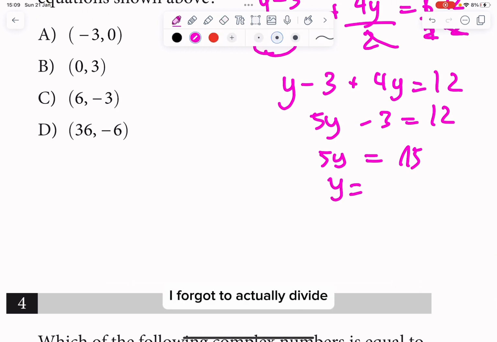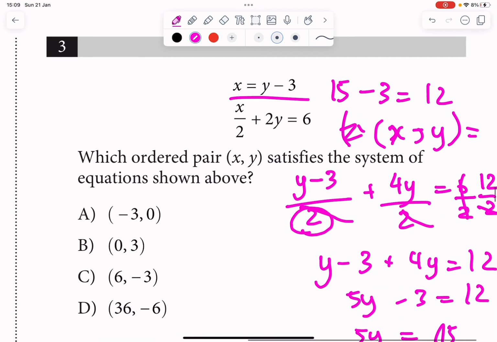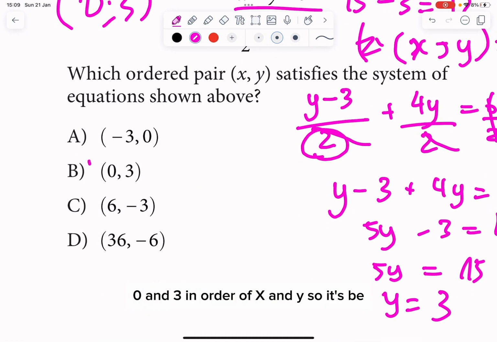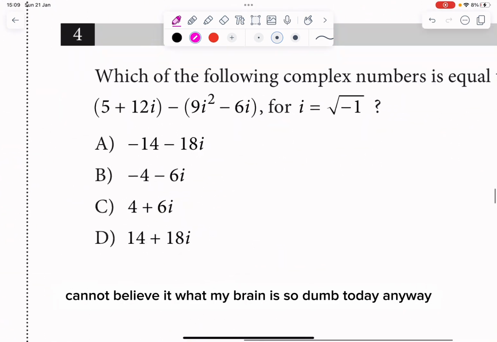Okay, so I'm so sorry. I forgot to actually divide 15 by 5, so it's gonna be 3. So yeah, it gives 0 and 3 in order of x and y. So it's b. Cannot believe it. Why is my brain so dumb today. Anyway, so let's move on.